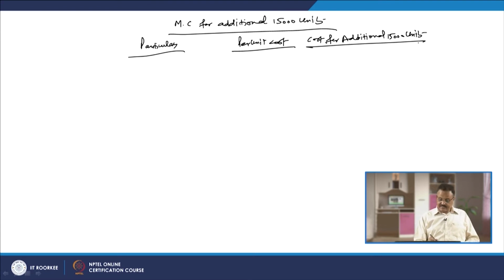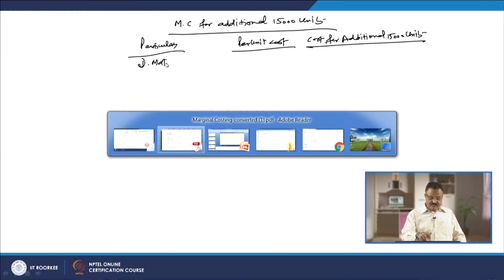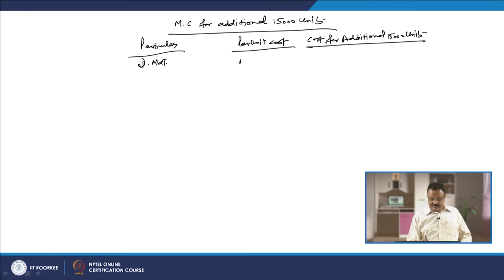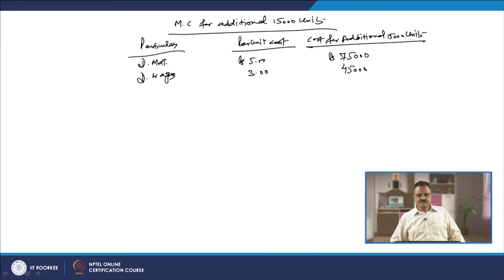So, we are writing here particulars, direct material. The direct material cost is given to us. It is 5 rupees and direct labor is 3 rupees. So, per unit cost is rupees 5, and for the 15,000 units it is rupees 75,000. Similarly, the direct wages are 3 rupees per unit, and for the 15,000 units it is 45,000. That is the direct wages cost, and I think there is no other overhead cost given here. Okay, we will have to take the overhead cost also.